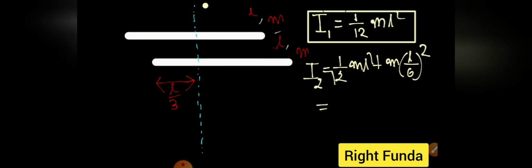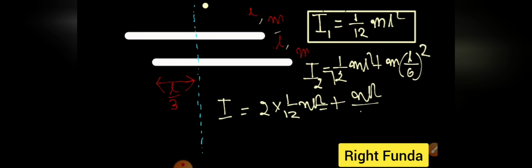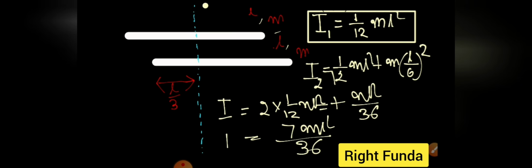So this is equal to ml square by 36. Or we can add these two quantities and get the total moment of inertia equal to twice of 1 by 12 ml square plus ml square by 36. So equal to ml square by 6 plus ml square by 36. So this will equal 7 ml square by 36 is the moment of inertia.